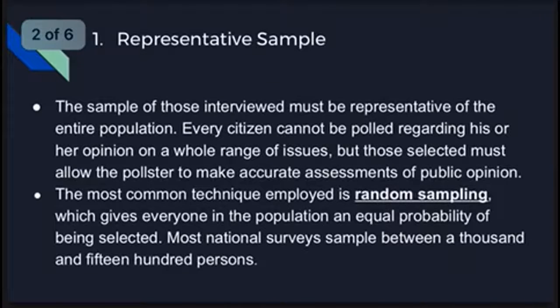The first is a representative sample. The sample of those interviewed must be representative of the entire population. Every citizen cannot be polled regarding his or her opinion on a whole range of issues, but those selected must allow the pollster to make accurate assessments of public opinion.